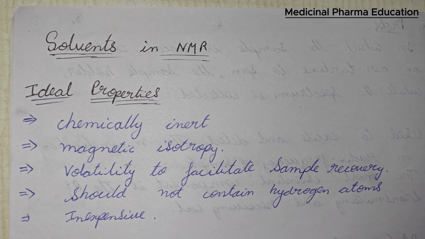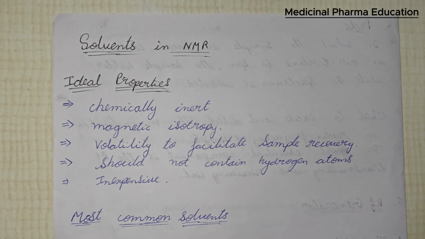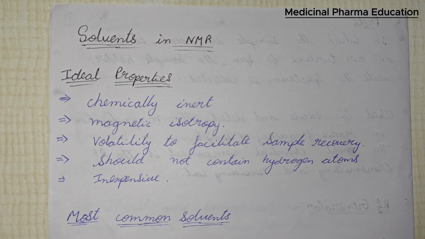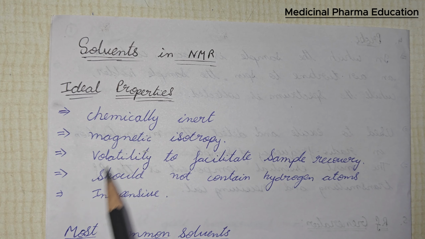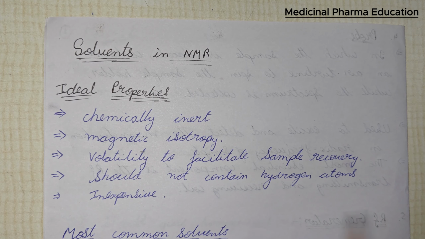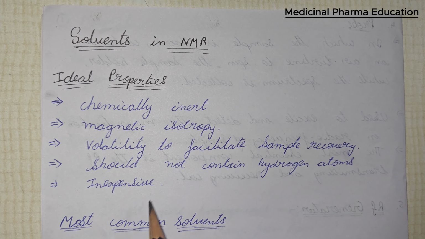Okay, firstly, solvents. What are the ideal properties of solvents? What are the solvents in NMR? Ideal properties of solvents are they are chemically inert, they should not react with the sample. Magnetic isotropic means the magnetic effect on the solvent should be uniform, it should not show different effects. It should be similar.